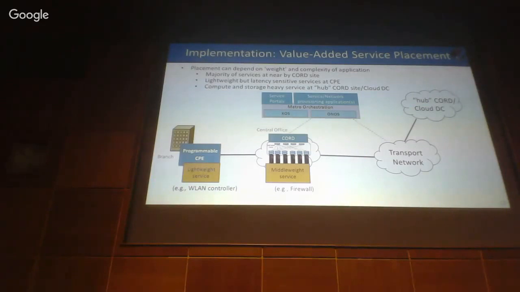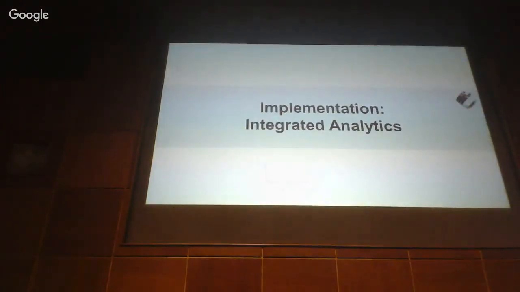Lightweight services can be a wireless LAN controller, a piece of a firewall. The actual full-blown firewall, I think, should run in the central office. And then heavyweight services where you do traffic analytics, maybe some kind of root cause analysis, these kinds of things. Those are more data center type of applications where you need more compute and storage capabilities.